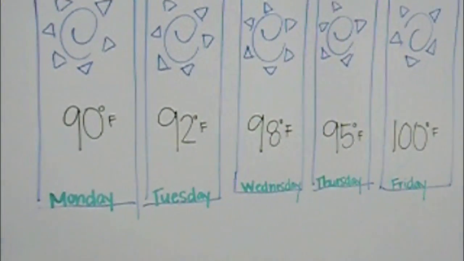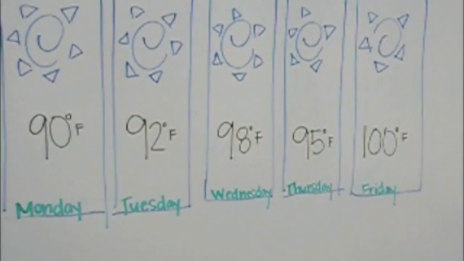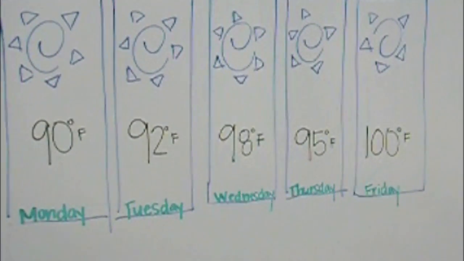Hola amigos, ¿cómo estás? The weather here is once again muy bonita, with the temperatures being 90 degrees, 92 degrees, 98 degrees, 95 degrees, and 100 degrees Fahrenheit. What has the average temperature of the week been?